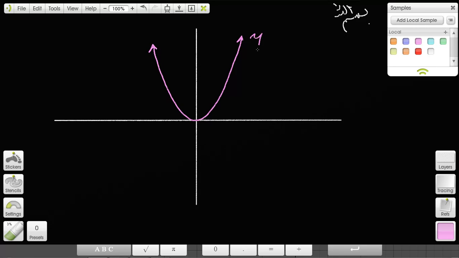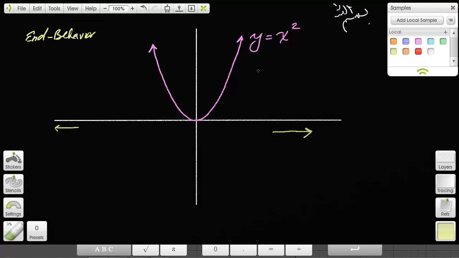The first one is y equals x squared. We're quite familiar with this. This is a quadratic, the parent function of a quadratic function. And when we say end behavior, we mean, what does the function do as x goes to positive infinity, and what does the function do as x goes to negative infinity?